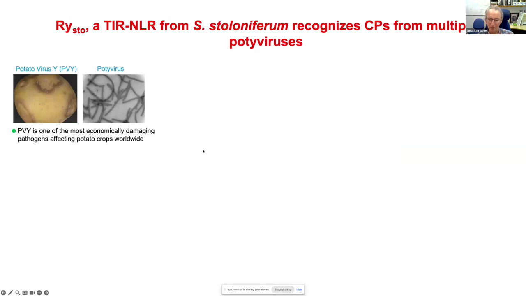So another, more economically important disease than white rust of Arabidopsis is potato virus Y in Solanaceae, particularly potato. It's very economically damaging because it's aphid transmitted. When it's in your tubers and you're trying to sell seed potatoes, then basically your batch of seed potatoes doesn't meet requirements, and it turns into animal feed. And so it's a big problem for farmers.